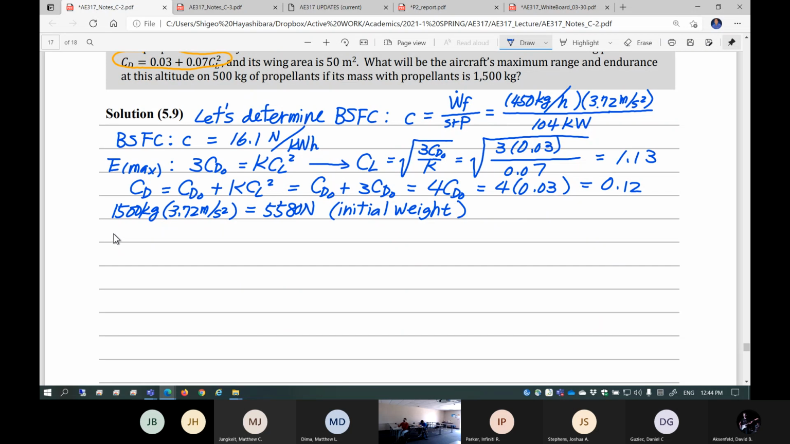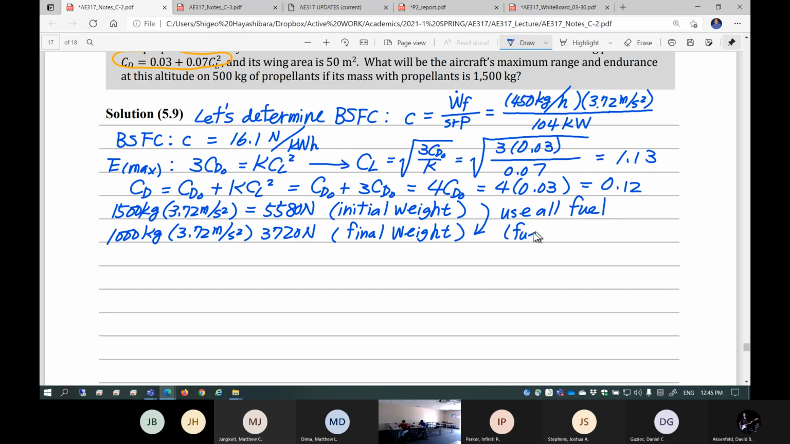So final weight, what's final weight? You use up 500 kilograms of propellant, so final mass is 1,000 kilograms, multiplied by 3.72 meters per second square. This is going to give you 3,720 Newtons, of course. This is the final weight. You use up all the propellants, all fuel, which means fuel plus oxidizer. So this is the initial and final weight, that's right.